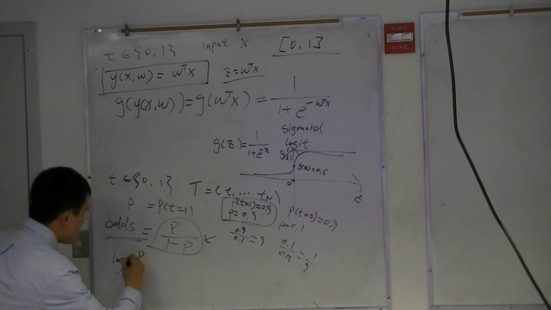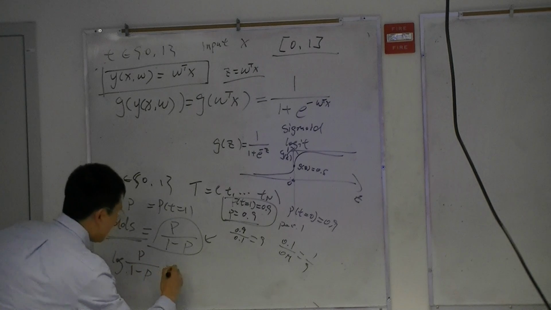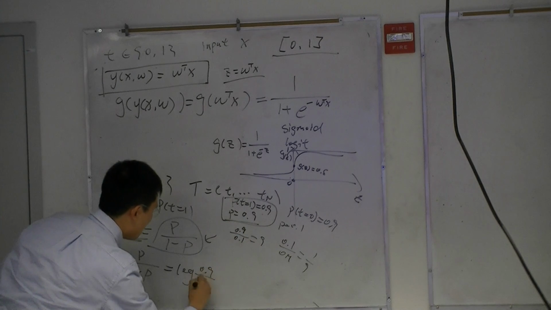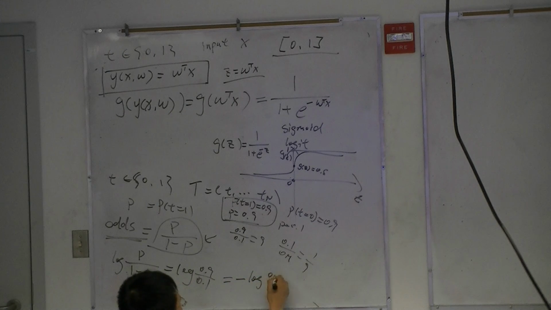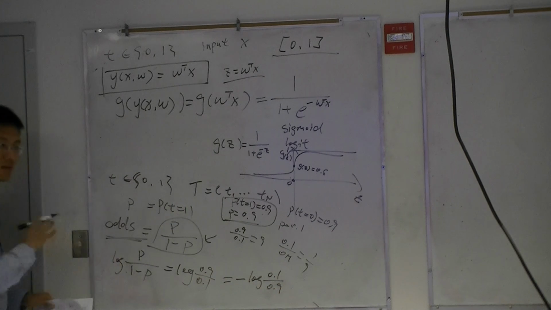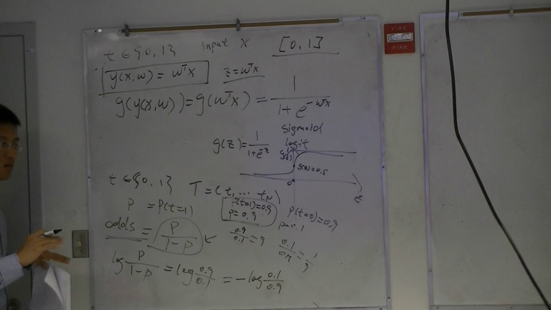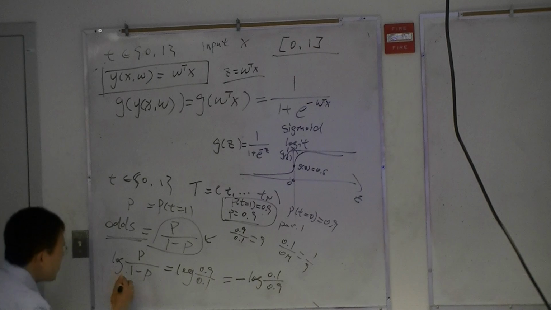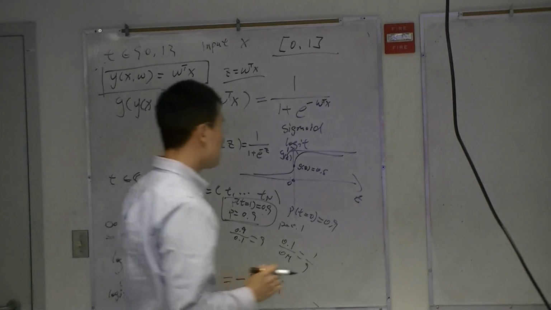We can take a logarithm of the odds, then we can find the log odds is equal to minus. So in this case, the output is symmetric. So they are all on the same scale. So we call this function the logit function here.